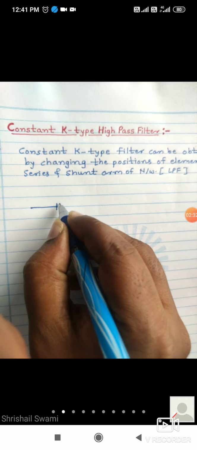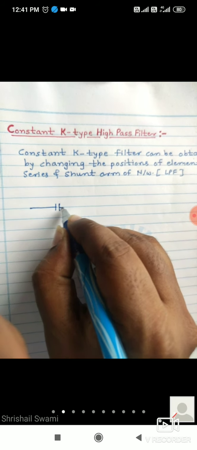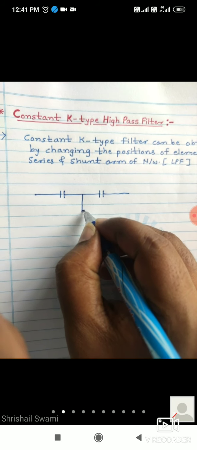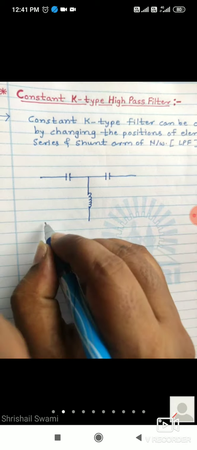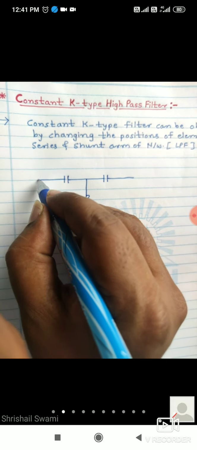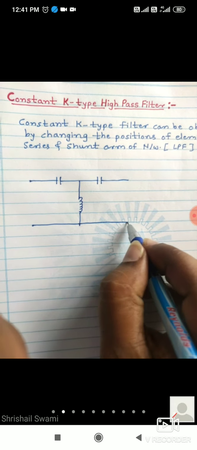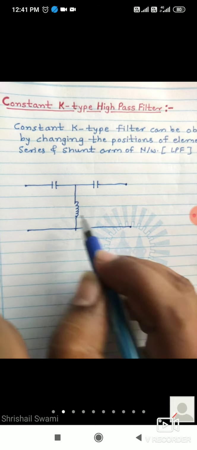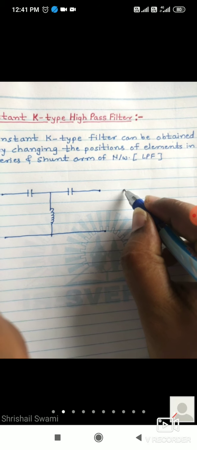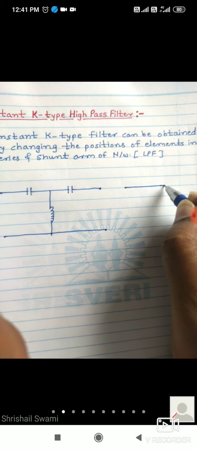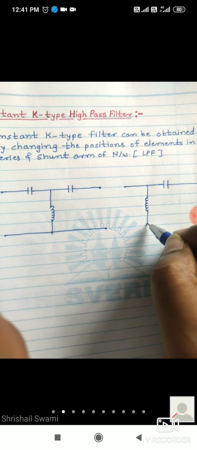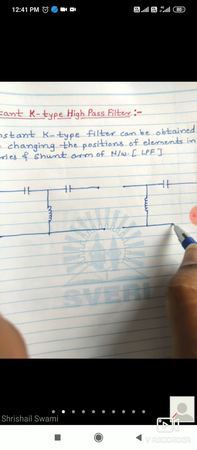Here the capacitor will come in the series arm of the T section, and in the shunt arm the inductor will come. So this is the T section constant K type high pass filter, where the series arm consists of capacitor and the shunt arm consists of inductor. In the pi section also, the series arm consists of capacitor, whereas the shunt arm consists of inductors.